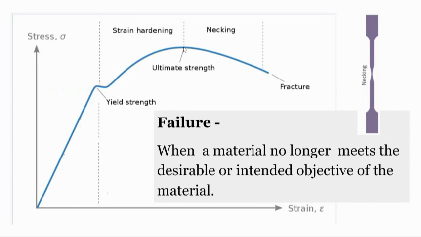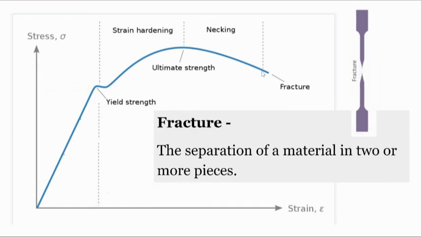Failure is when the material no longer meets the desirable or intended objective. In other words, this entire section we would call the material as a failure. You can't depend on it anymore. Once it starts to neck, you would no longer be comfortable driving across the bridge, right? So that would be considered a failure of the material. And then fracture is when the material actually breaks or separates into two or more pieces.